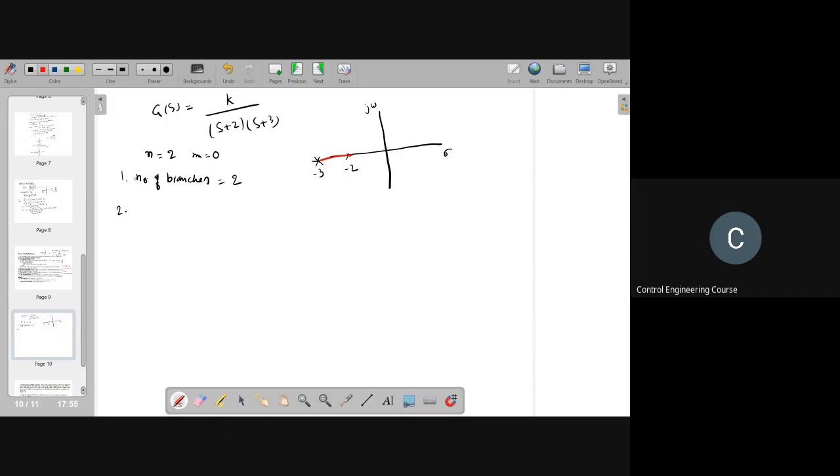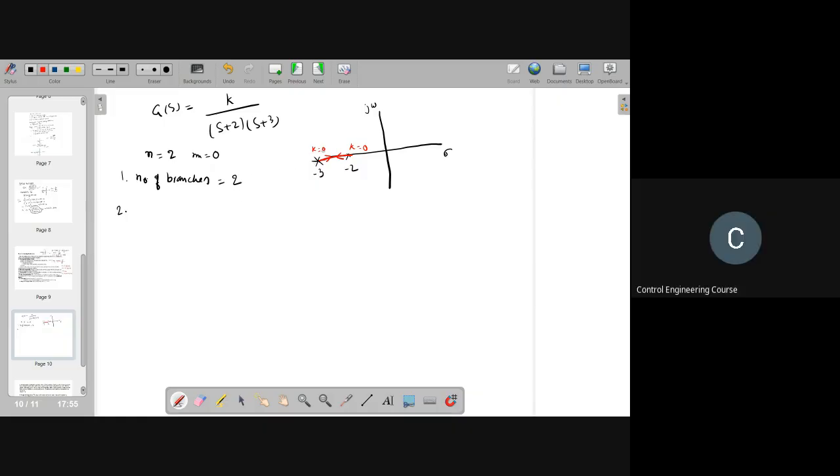The first rule is the number of root locus branches, and the second one is that the root locus always starts at poles. It will start at a pole at k equal to 0, and here also there is one branch starting at k equal to 0, right? These two are going in this direction, right? Do you have any doubt here? No, ma'am.